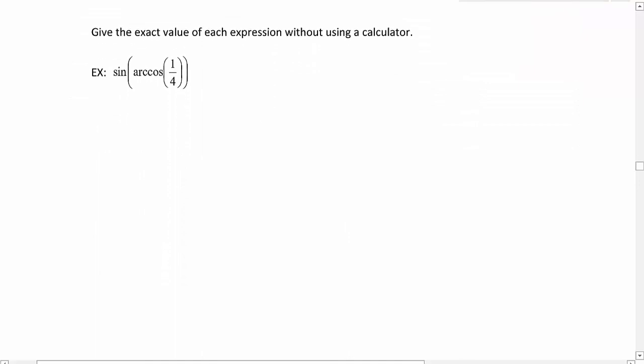So we're going to find the exact value of each expression without a calculator, and these expressions are going to involve compositions of inverse trig functions and regular trig functions. So we have sine of arc cosine of 1/4. Starting on the inside, we have this arc cosine of 1/4.